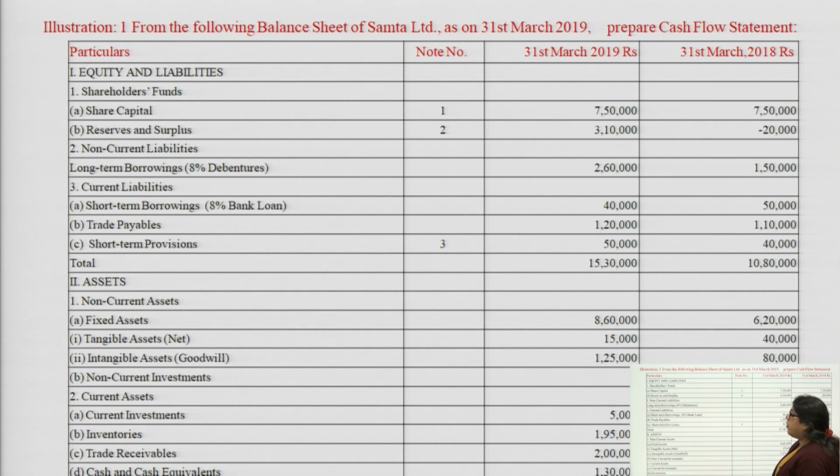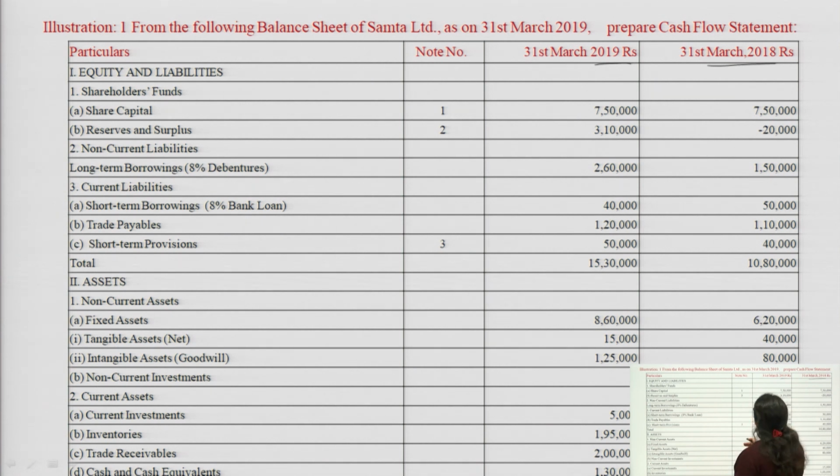This is the question for today's session. From the following balance sheet of Samta Limited on 31st March 2019, prepare the cash flow statement. We need to understand that the balance sheet is given for two years, 2019 and 2018. Why are these two balances given? Because by this we can check whether there is a cash inflow or outflow, meaning any increase or decrease.